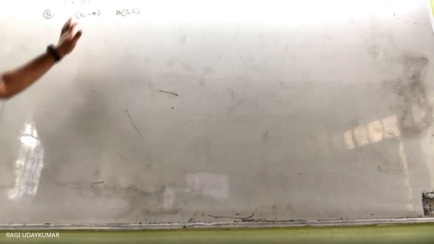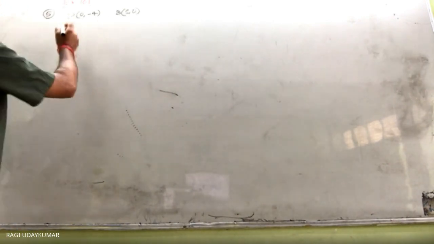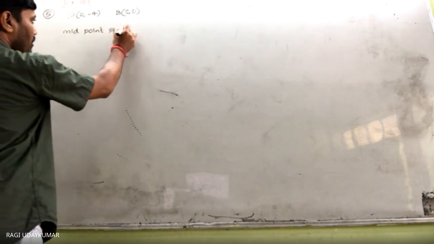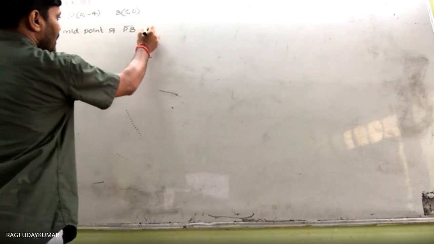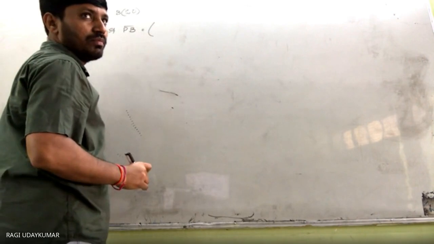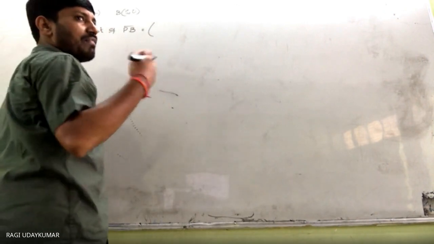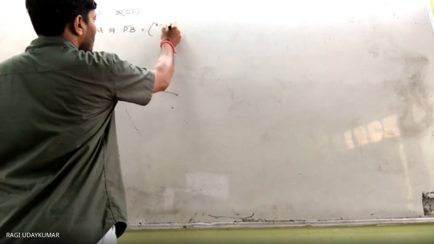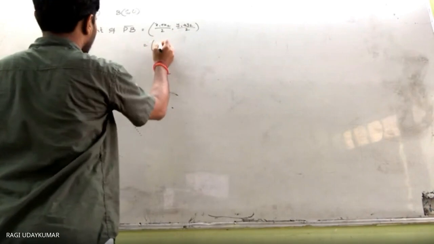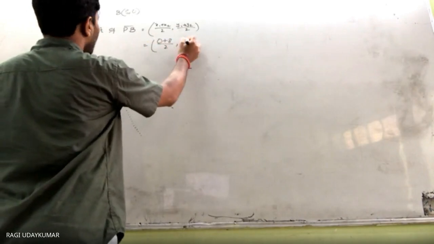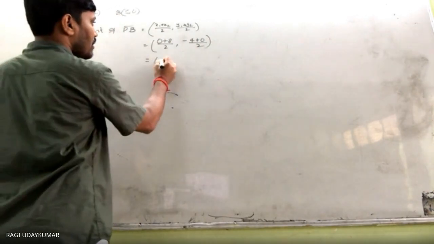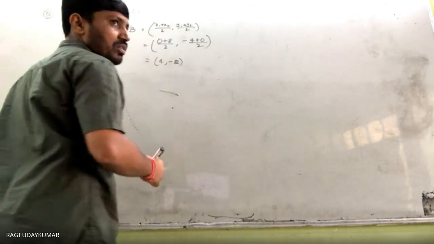So the midpoint of these two points, let us consider M. Midpoint of PB. What is the midpoint formula? (x1 plus x2) by 2, (y1 plus y2) by 2, which is equal to (0 plus 8) by 2, (minus 4 plus 0) by 2. So what do you get here? 4 comma minus 2. This is the point.